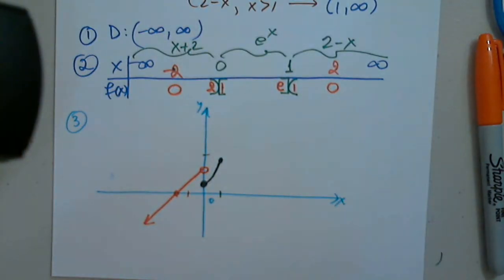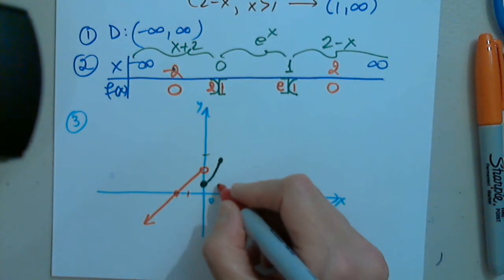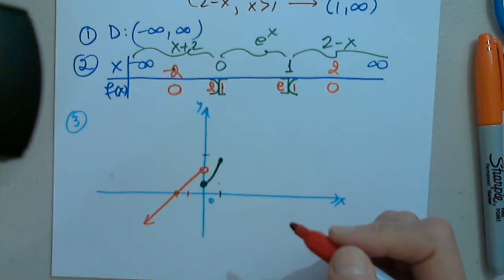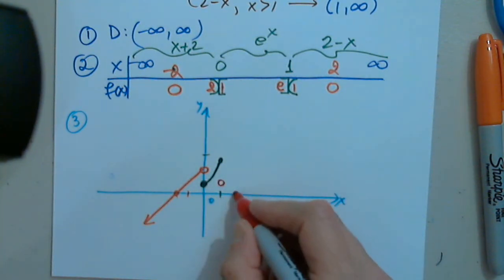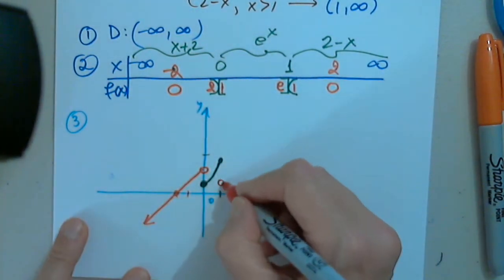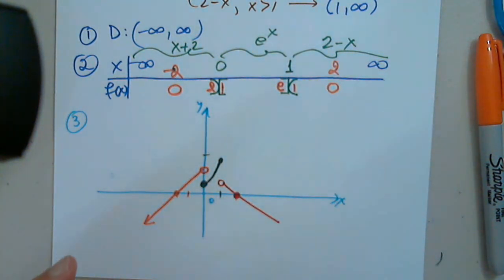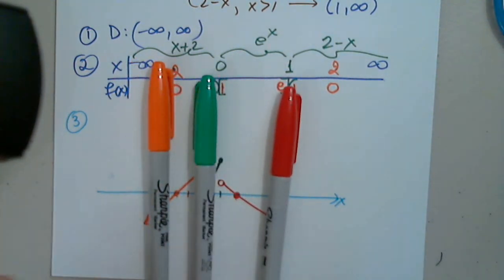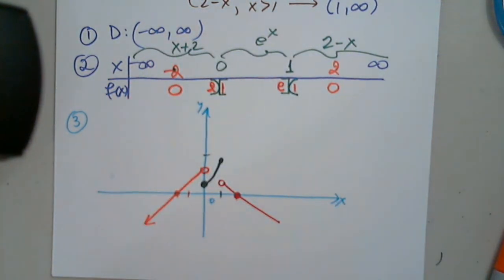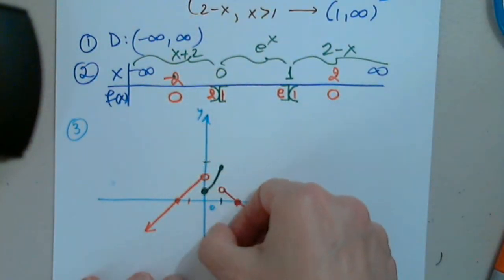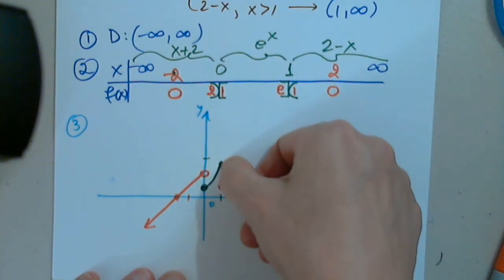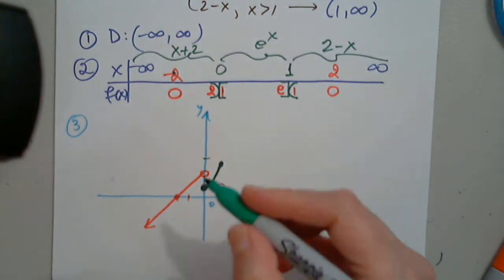Next color. 1, 1. What type of point is 1, 1? Open. Very good. And then 2, 0. It's a line. One more time, they do not overlap. I have the orange, I have the green, I have the red. There is absolutely no overlapping between the 3 colors. Otherwise, this will not be a function. If this is full, this has to be open. Otherwise, it will not be a function. If this is full, this has to be open.